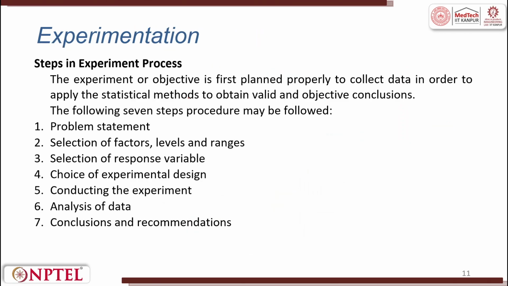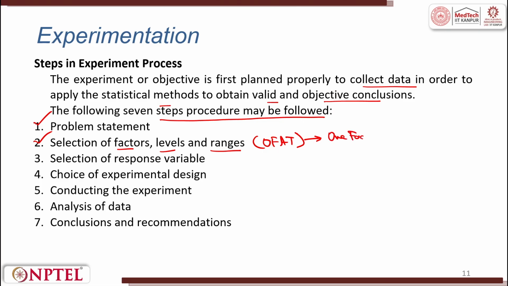Steps in experiment process. The experimental objective is first planned properly to collect data in order to apply statistical methods to obtain valid and objective conclusions. The following 7 steps procedure may be followed. Define the problem statement, select factors, levels, ranges of these factors. This is done by OFAT. I am giving you terms. You can refer to the books given in the reference slide here to read more about them. This is one factor at a time.